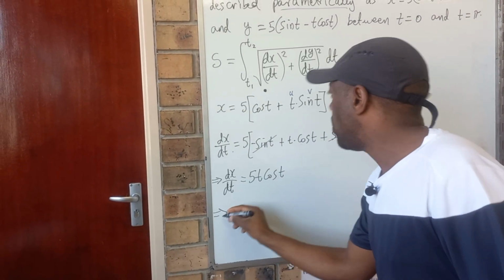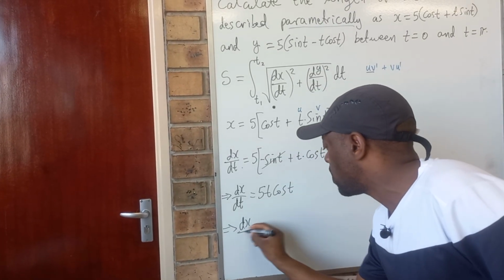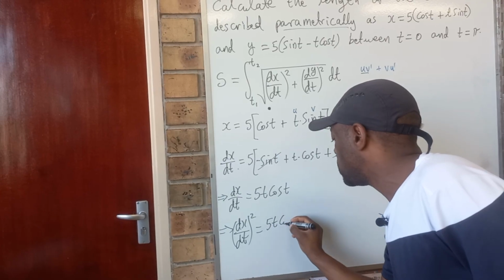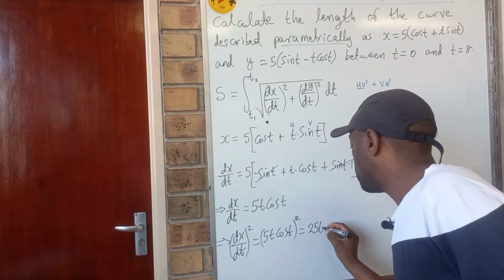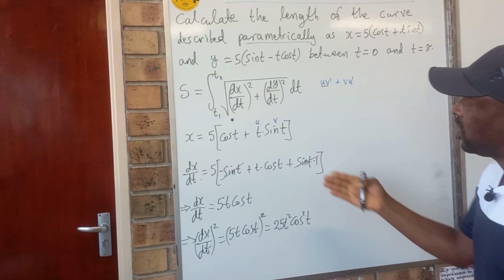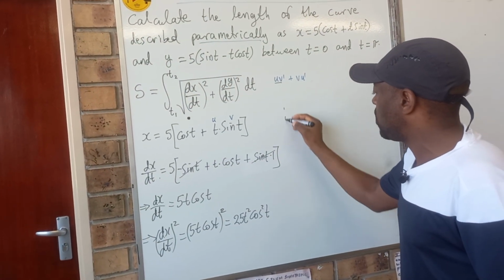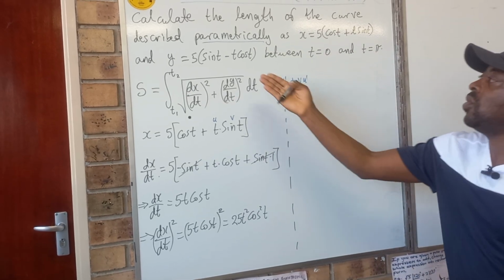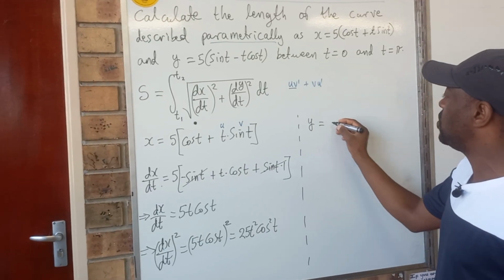Then I can now move on and do the squaring. If I square my derivative, I will get the square of 5t cos t, and that should give me 25t squared cos squared t. So you can see that I'm done with the first part of my formula. I can now switch over to the second part, which is now talking about y. In the second part, we've got y equal to 5.